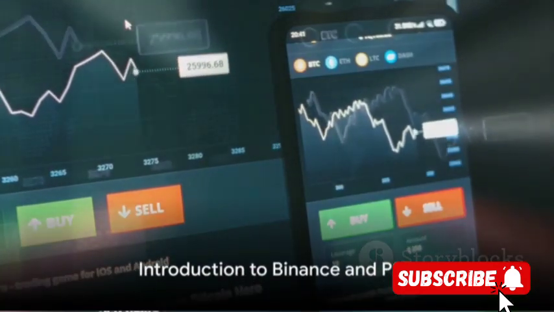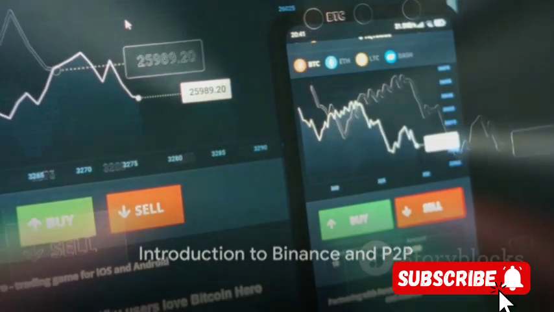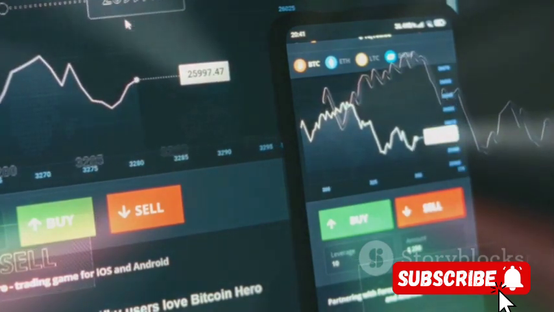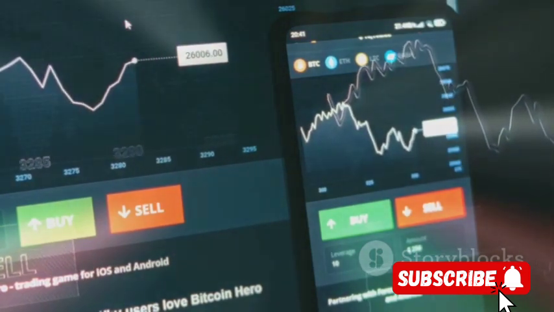Ever wondered how to create a Binance ID and deposit to P2P? Well, you're in the right place. Today, we're diving into the world of Binance and P2P trading.